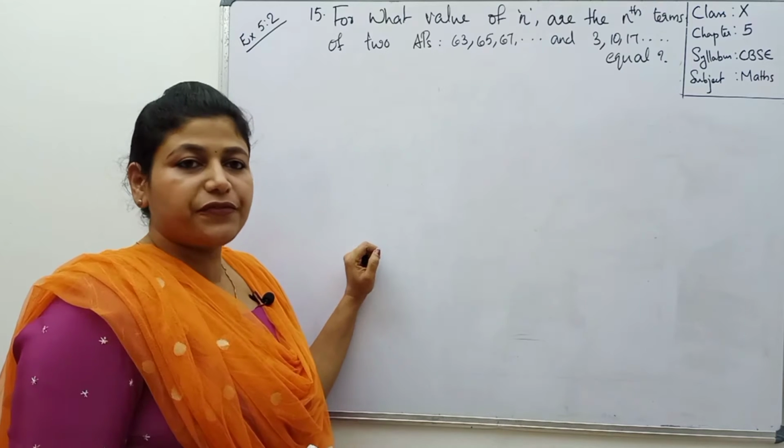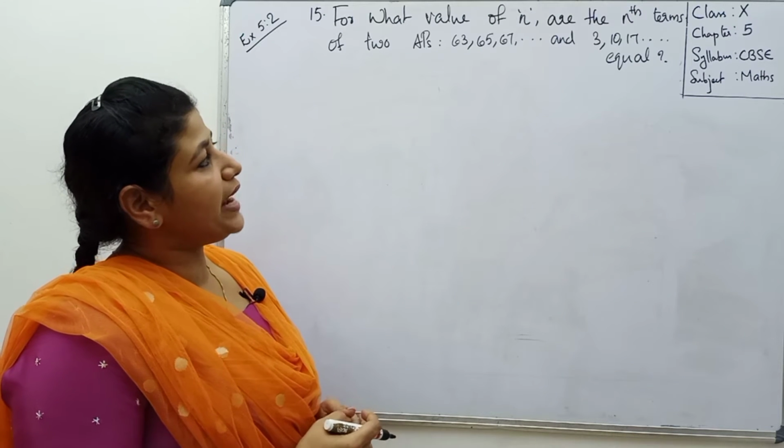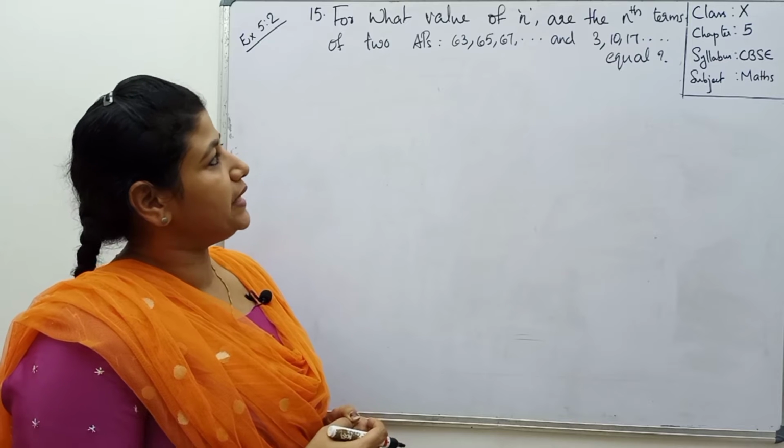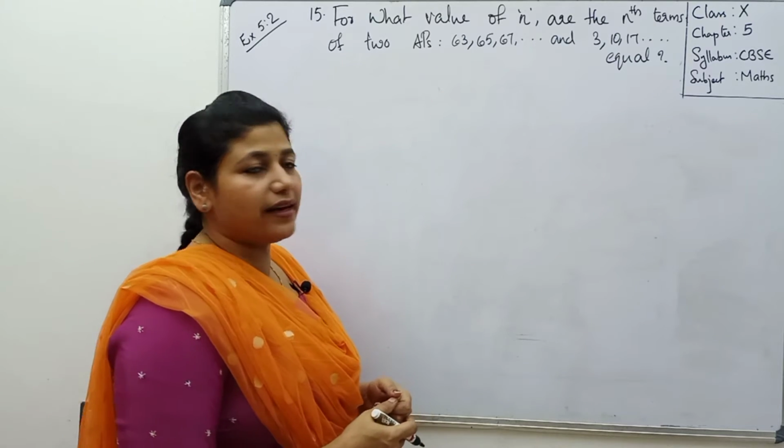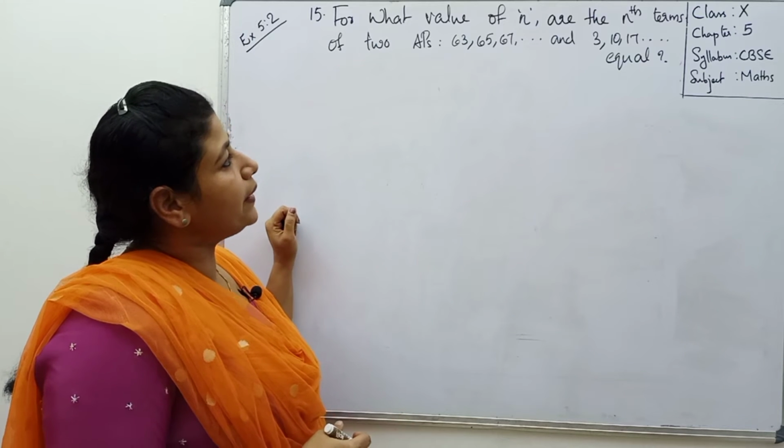15th question. For what value of n are the nth terms of the two APs 63, 65, 67, etc. and 3, 10, 17, etc. equal?